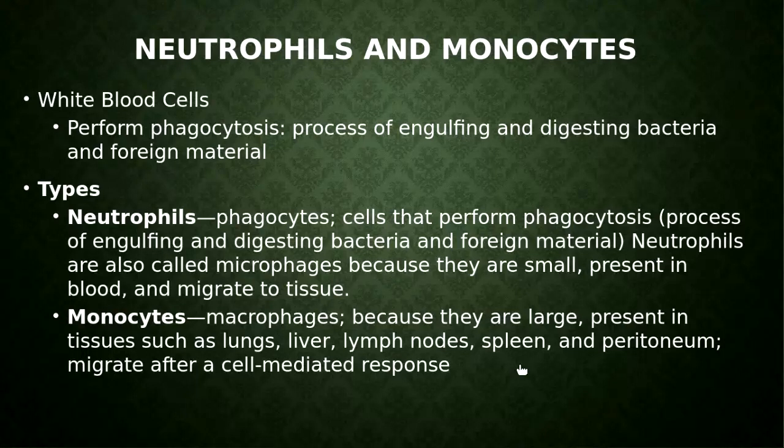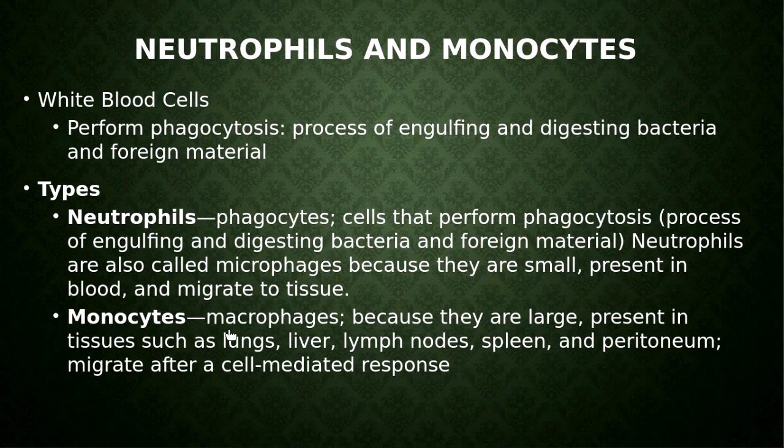Neutrophils and monocytes. Neutrophils, they're very small in the blood and they migrate to the tissue. They digest bacteria and foreign material. Monocytes or macrophages, they're very large. They also are present in tissue, but more so in the lung, liver, and lymph nodes, spleen, peritoneum. And they may migrate as the cell is mediated. So after the cell's been called into action, these begin to migrate.